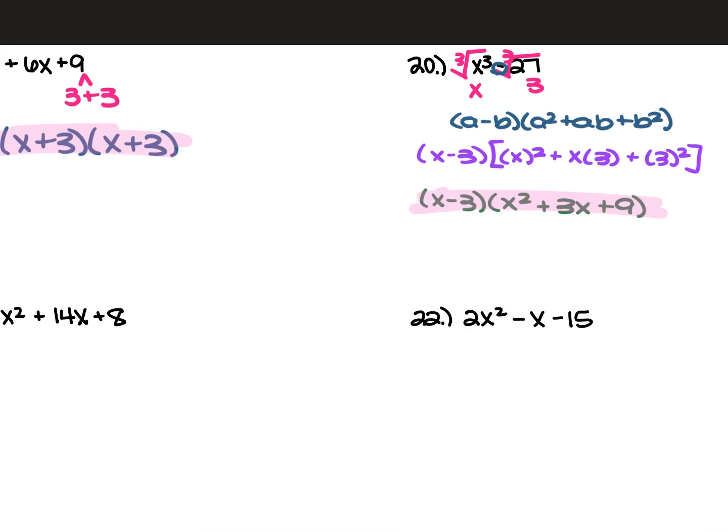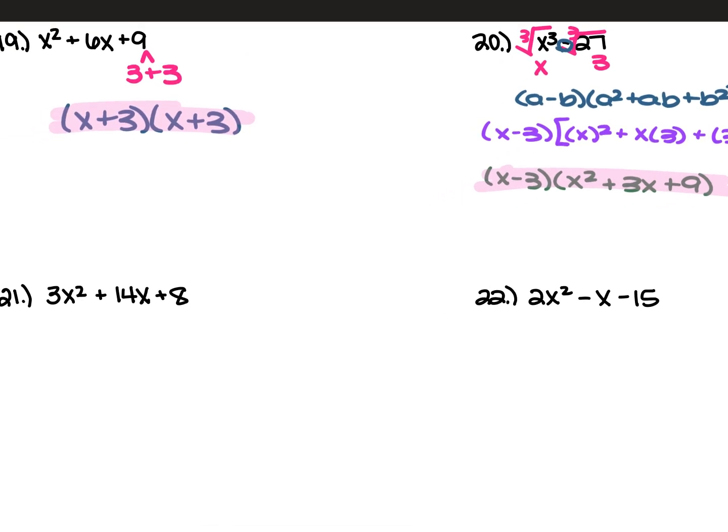For 21, you're given 3x squared plus 14x plus 8. You don't have a greatest common factor on this one. There's 3 terms, and a is not 1. So you are going to multiply your a and your c term, so the 3 and the 8, which gives you 24. You're going to find the factors of 24 that add up to be 14. You have 2 and 12, which add to give you 14.